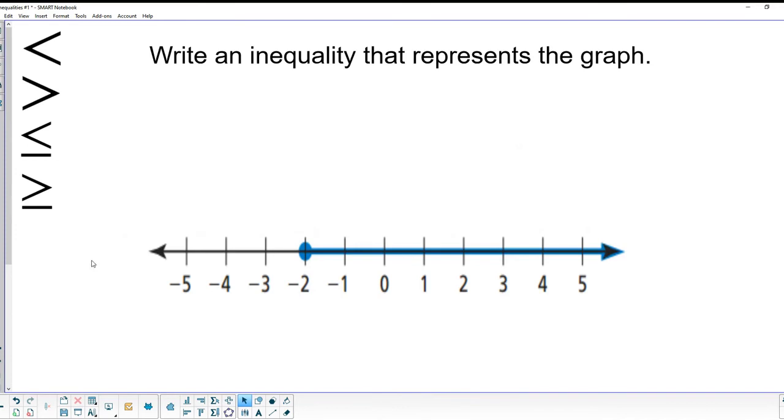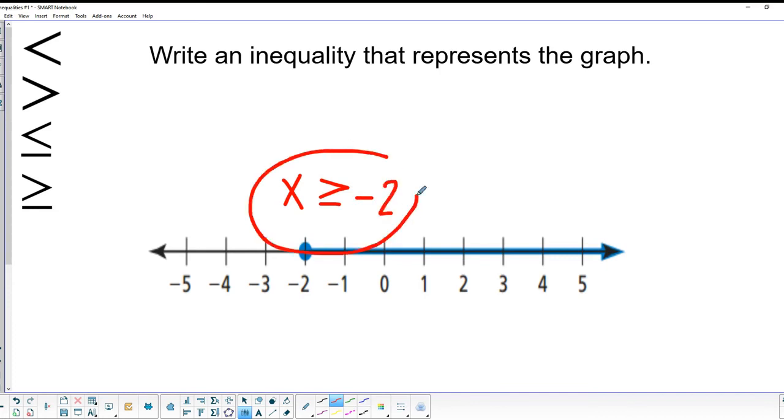Let's try one or two more here. So -2. So we've got, again, our variable we like to use is x. Sorry, I'll grab a pen. We'll get this on here. So we've got x is greater than or equal to -2. So there's that one.